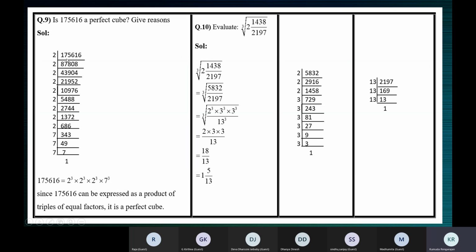You will have to find the prime factorization of the given number like this and check if every factor occurs in triples. So yes, this number can be expressed as a product of triples of equal factors, so it's a perfect cube. If it was only 7 square, not 7 cubed, say 2 cubed into 2 cubed into 7 square, then the factor 7 does not occur in triples. So the given number is not a perfect cube.